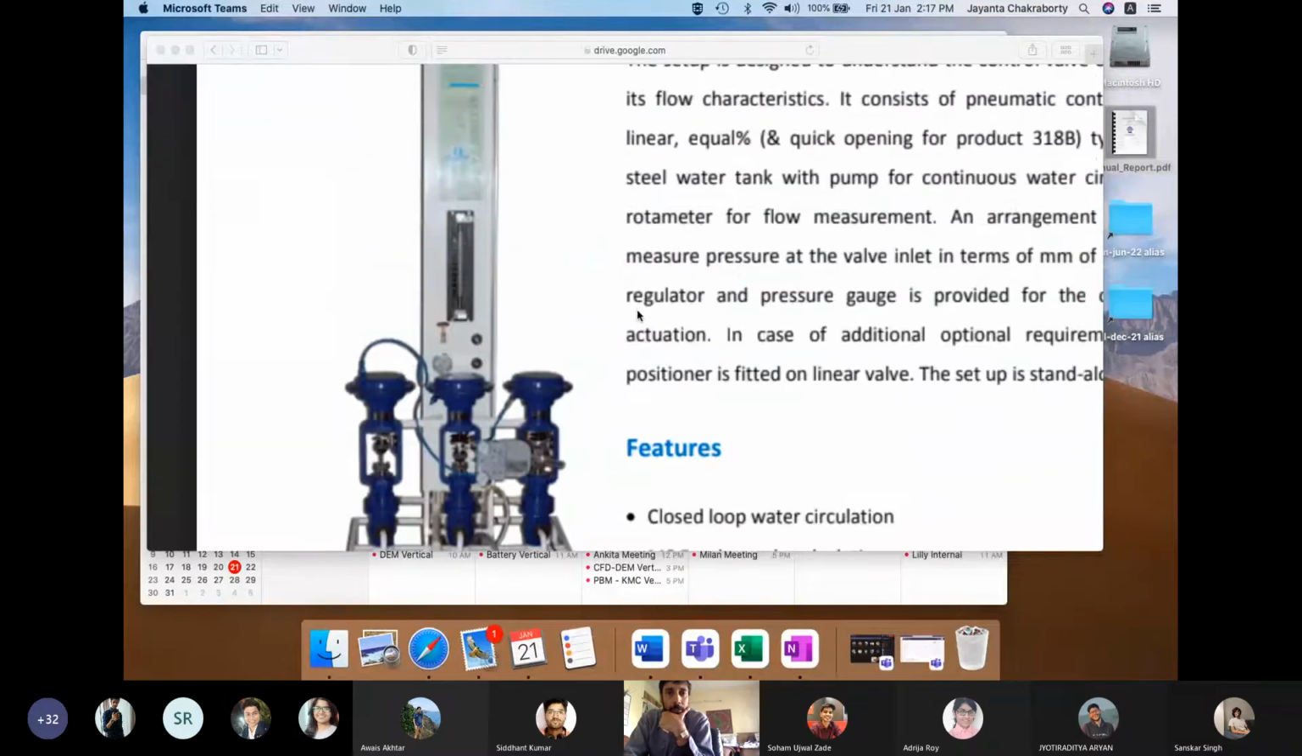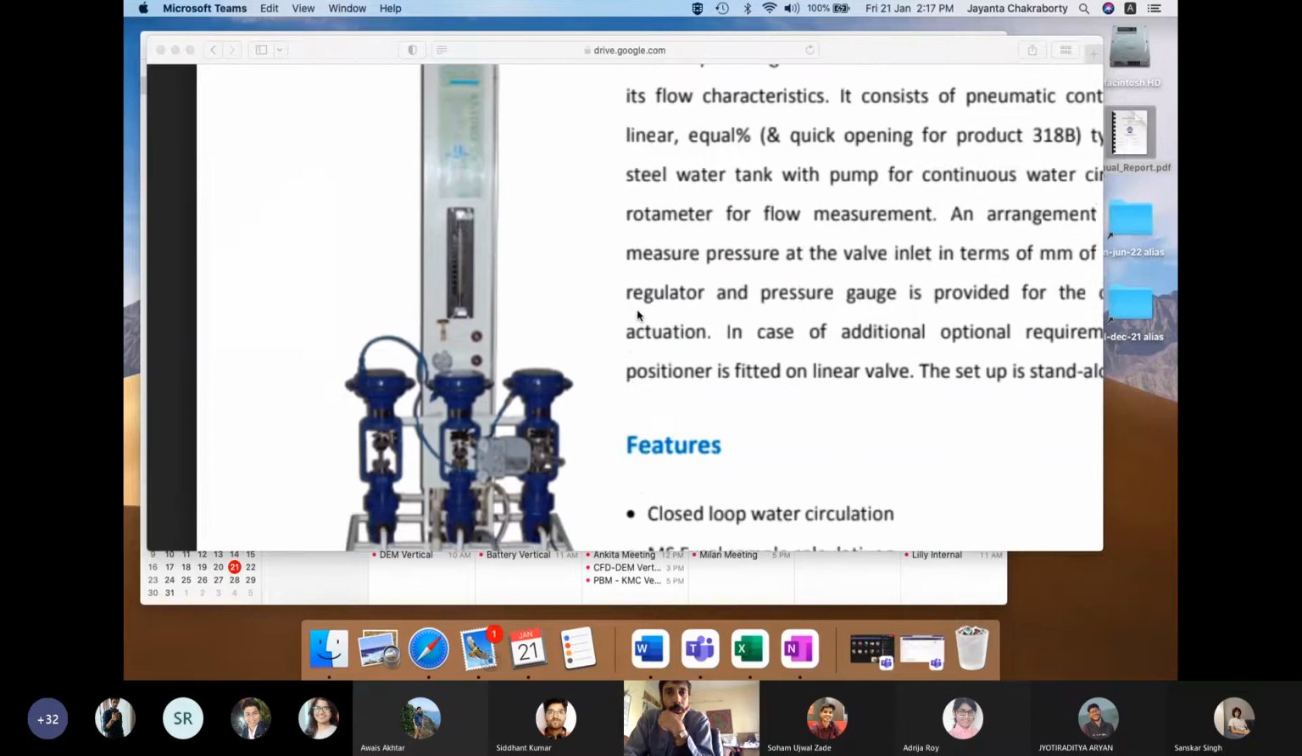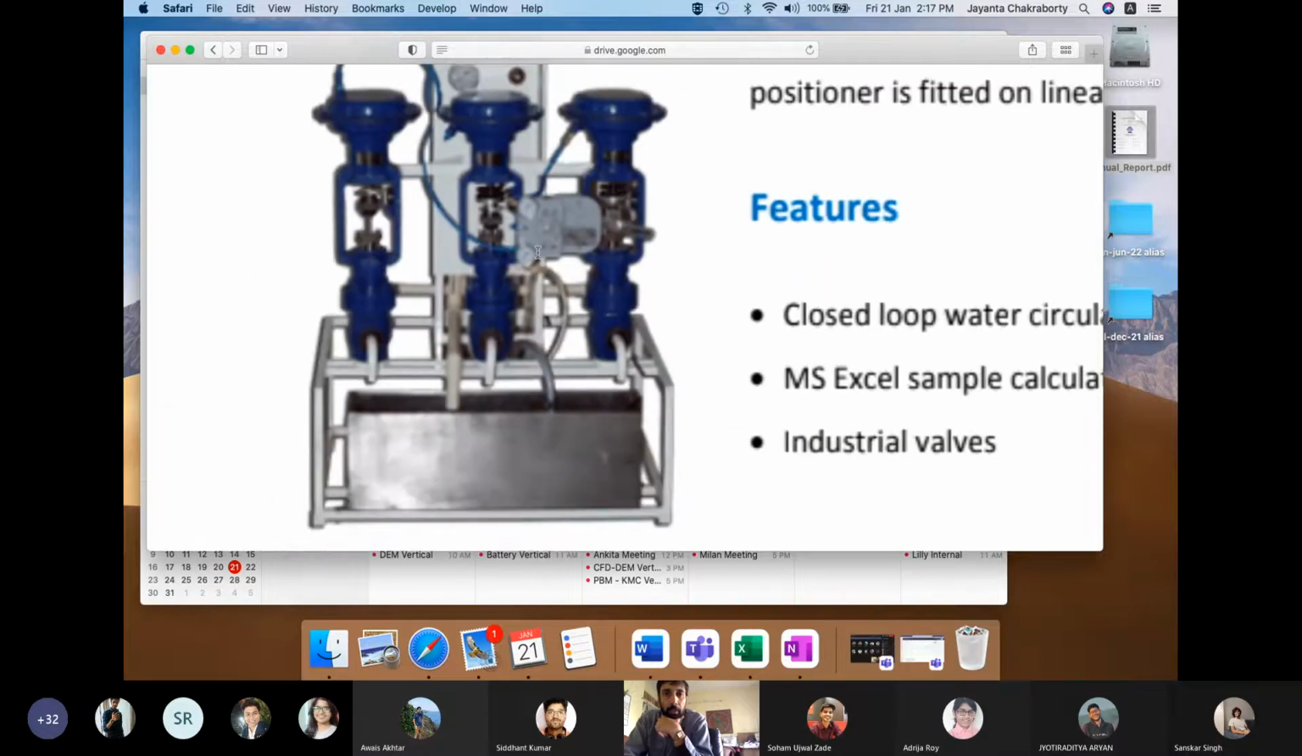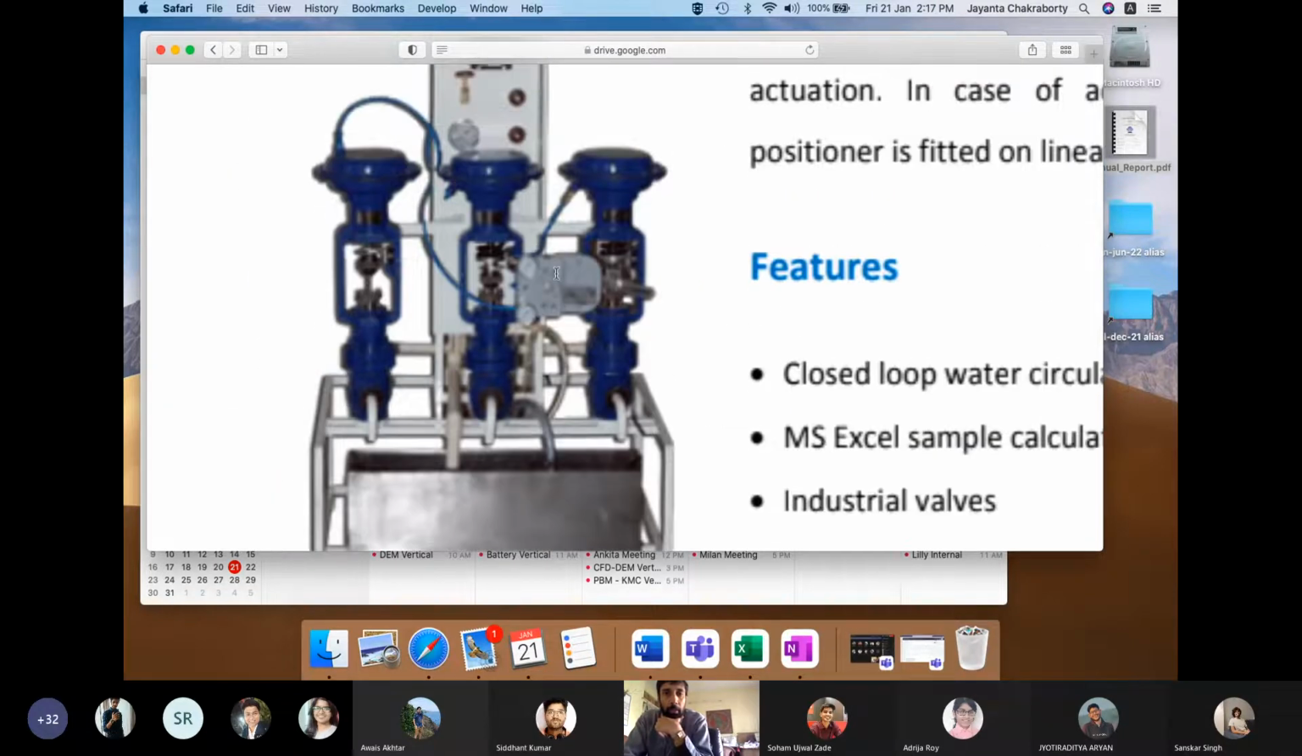So this is the setup. These are the three valves. And this particular thing that you are seeing here, let me make it a little bigger. It's not very clear because the picture is not clear, but I took it from the website of the manufacturer who supplied us the setup. This is called Apex Innovations. And this is called a valve positioner.